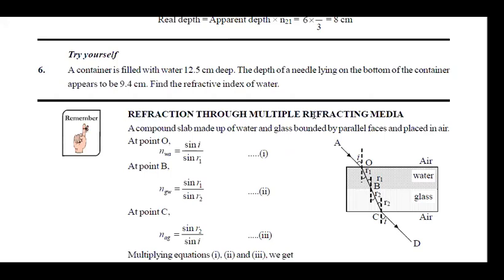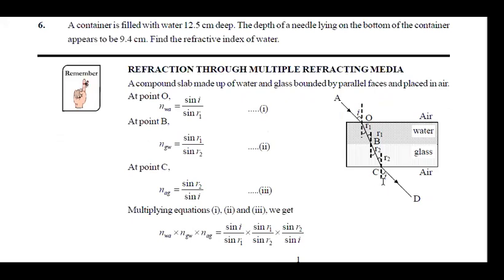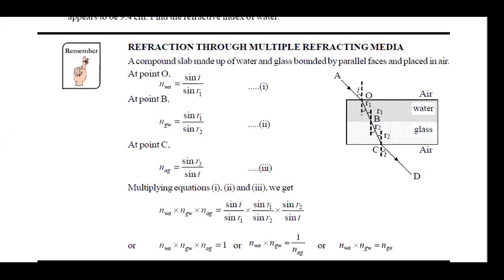Now, this is refractive index through multiple refractive media. We already discussed this one. It doesn't matter how many media you keep in between, everything will get cancelled, right? We will just worry about the first medium and the last medium. Yes or no? Tell me. Yes, very good, everyone. So let's solve one simple problem.